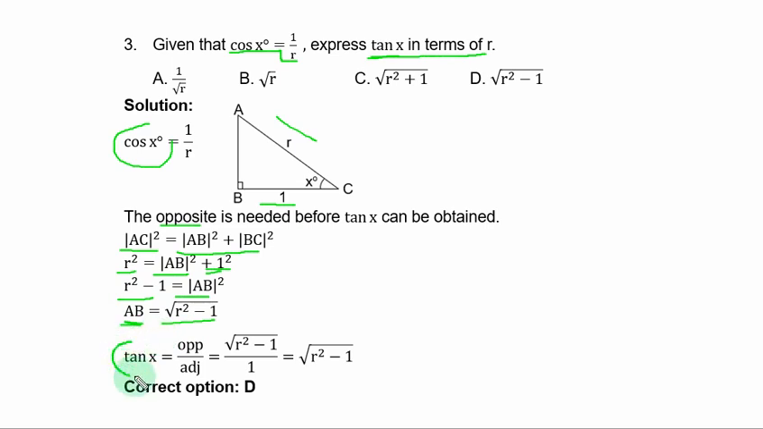Now you can get tan s since all the sides of the triangle are known, and adjacent is 1. Tan s is opposite over adjacent. Now, opposite is square root of r squared minus 1, over 1 adjacent, and that simplifies to square root of r squared minus 1. D is the correct option.